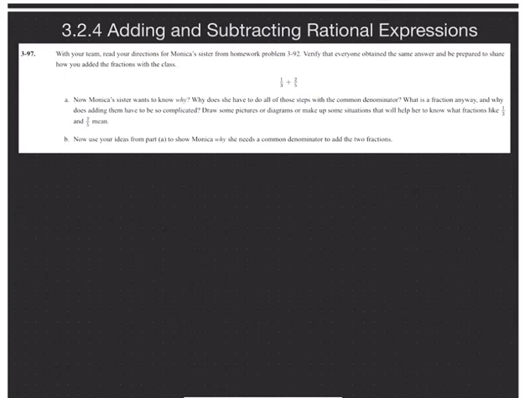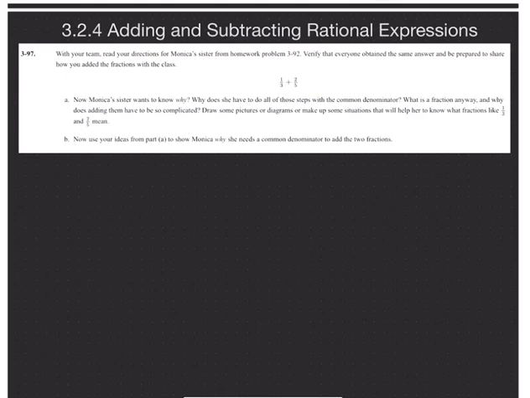So in today's lesson, we're going to talk about adding and subtracting rational expressions. In the previous lesson, we did multiplying and dividing. And I think multiplying and dividing rational expressions is a little bit easier than adding and subtracting. So normally in the progression of mathematics, you add, subtract, then multiply, then divide, but we flipped them for rational expressions for a good reason.